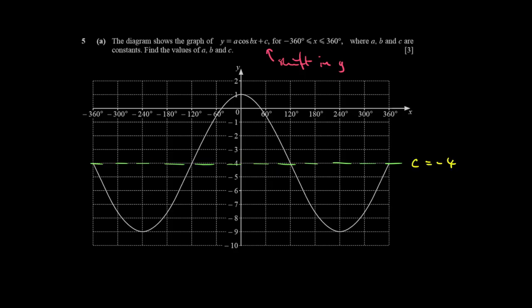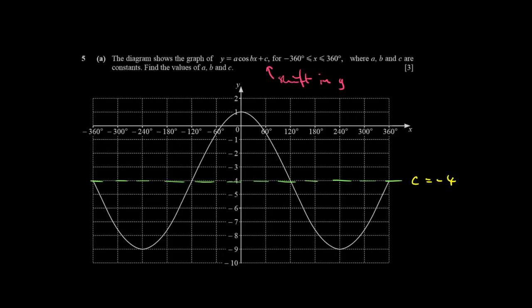All right. Now, what about b? b is the one that often causes people the most trouble, the most grief. And a lot of my students will tell me that b is the period. That is not correct. It is related to the period, but it is not the period. b refers to the number of waves in 360 degrees, or if you're in radians, in 2 pi, right?